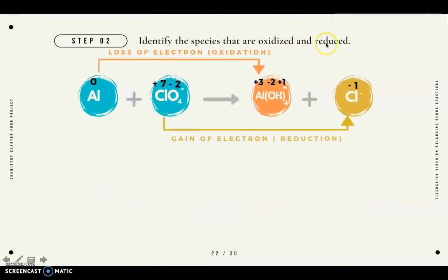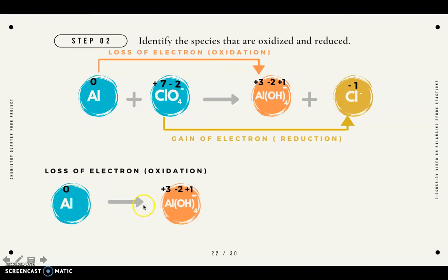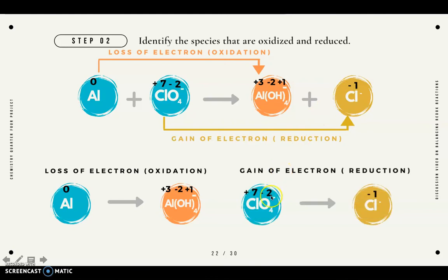Step 2. Identify the species that are oxidized and reduced. In this step, we will separate the reaction into its half reactions. Firstly, we can see that aluminum lost electrons as its oxidation number increases from 0 to +3. Hence, our oxidation half reaction would be aluminum yields Al(OH)4-. On the other hand, we can see that chlorine gained electrons as its oxidation number decreases from +7 to -1. Hence, our reduction half reaction would be perchlorate yields chloride ion.